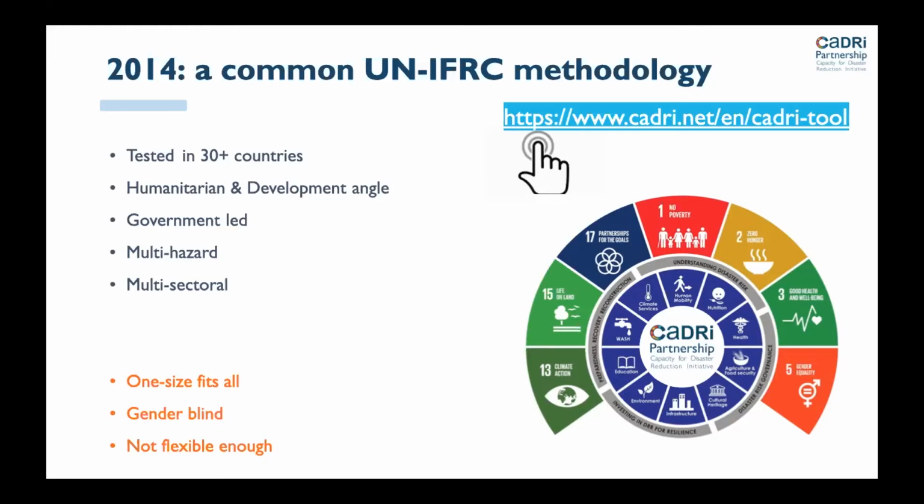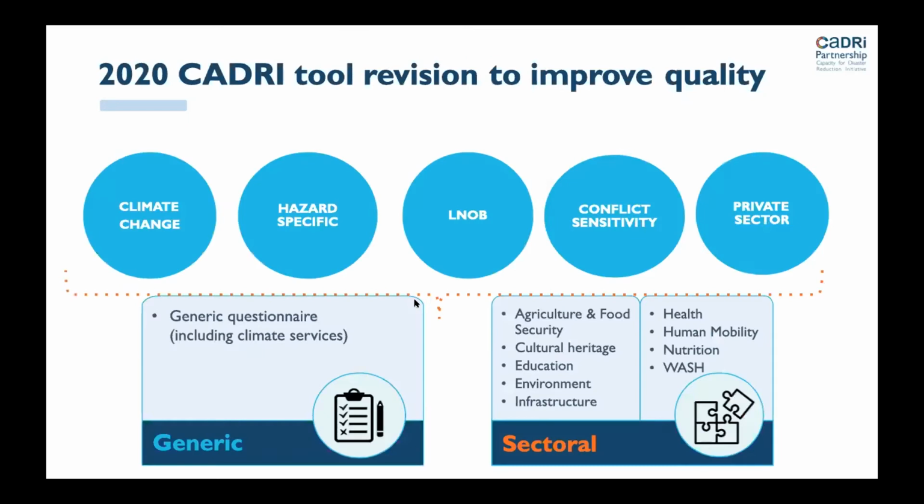The other thing was about being gender blind. So gender was considered, but was not sufficiently strong in the methodology, in the process. So we said, well, we need to also integrate this, and additionally, leaving no one behind, how to integrate these concepts, these approaches in the assessment of capacities. As I said, it was not flexible enough to adjust to the context of specific countries. So the idea to revise the tool, the methodology, was to include these issues that I mentioned before, and also to integrate more clearly the component of climate change, looking at the hazard-specific components.